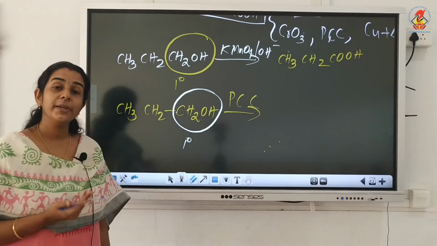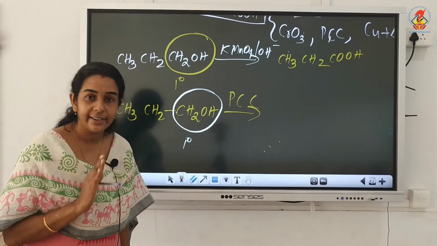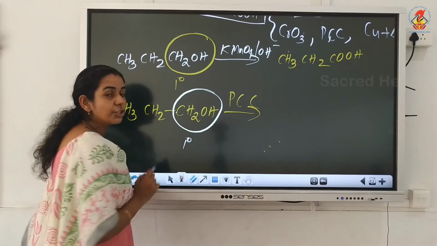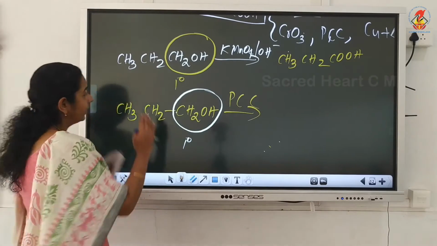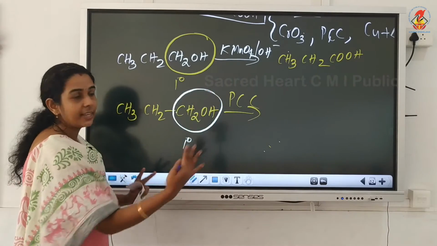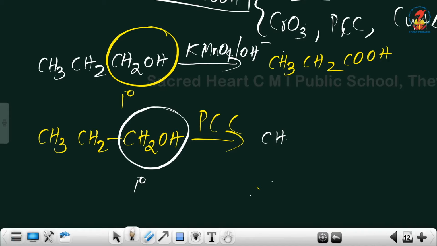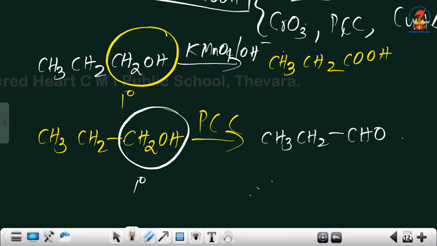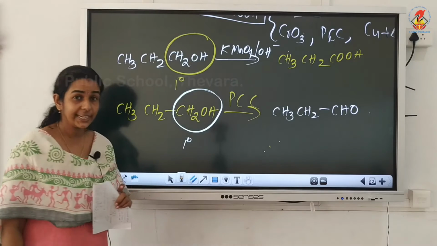Primary alcohol will be oxidized only to aldehyde. So it is very easy to write the product. Replace CH2OH by CHO. The rest you can write the same. So what will be the product? CH3, CH2. Instead of CH2OH, you will be getting CHO. Hope it is clear to you.